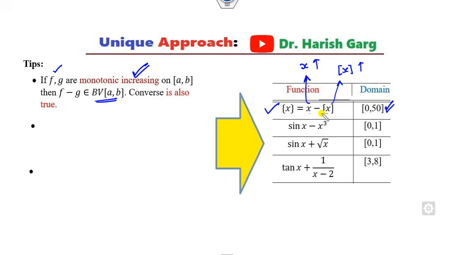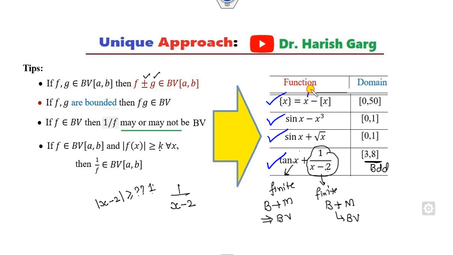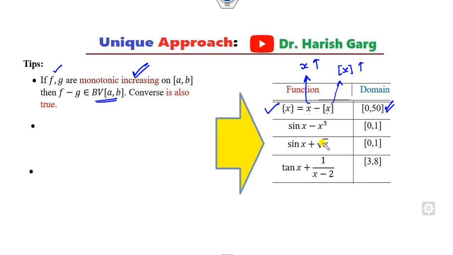This is the first way. I already explained, if you prove this is of bounded variation and this is of bounded variation, then the sum and the difference are also of bounded variation. Again, you can see this one, sin x is a monotonic increasing function, because the derivative is cos x, which on (0, 1) is always greater than 0.